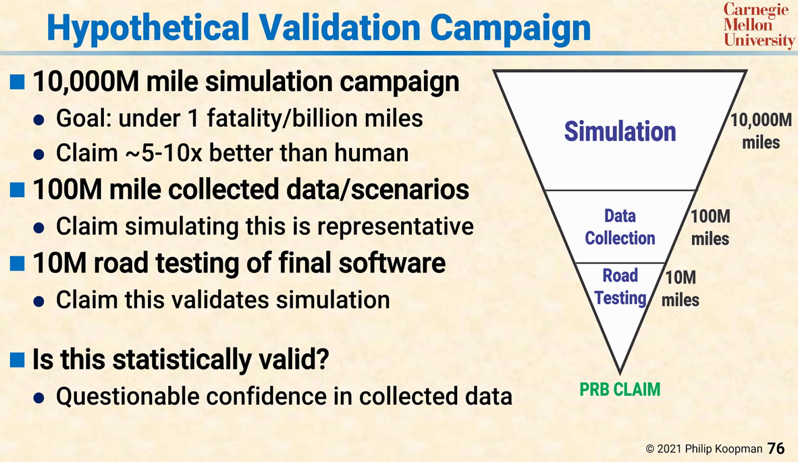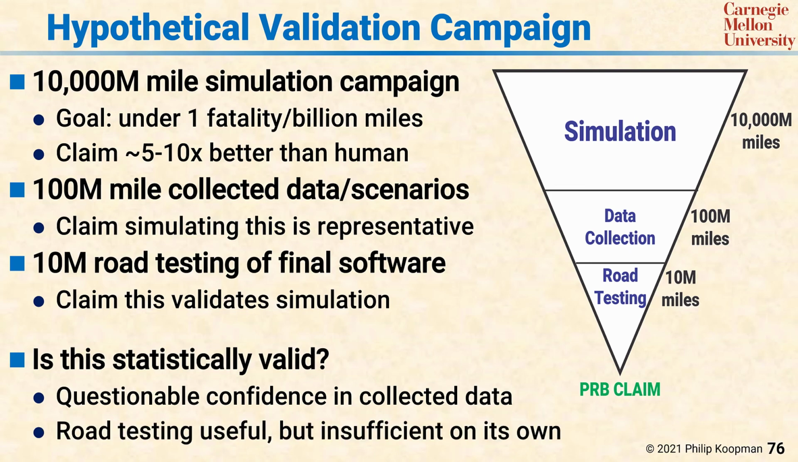There'll be questionable confidence in the collected data being representative of what you need for the simulation. There'll be questionable confidence about the road testing validating the simulation. This argument might, in fact, be part of a compelling safety argument, but you need more than an argument of, look at all the simulation miles, look at all the data collection miles, and look, 10 million miles of road testing, because the data collection miles and the road testing miles are not nearly enough on their own to give statistical confidence that this vehicle will actually be safer than a human driver.